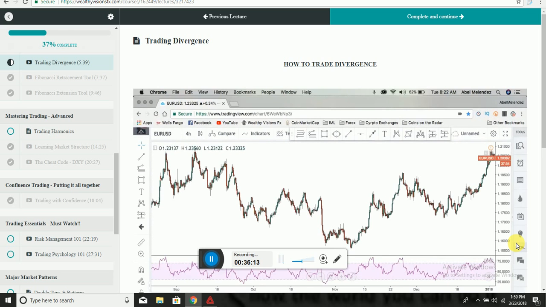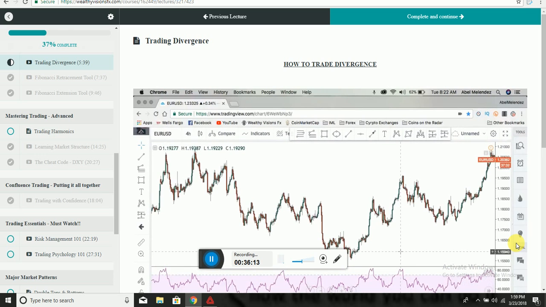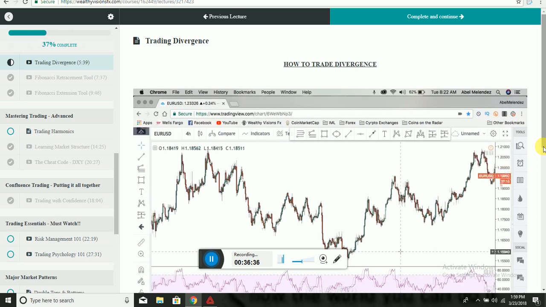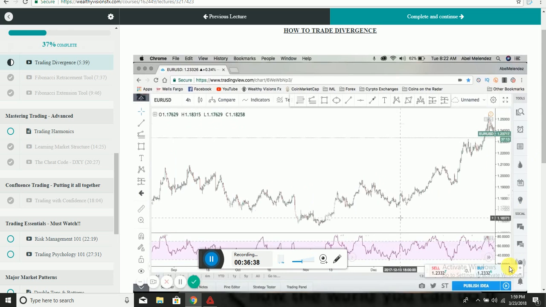Abel here again, and in this video I'm going to speak about divergence. Divergence means there are two things diverging against each other. How we use divergence is when price is doing the opposite of a momentum indicator like RSI, MACD, or stochastic. When it's doing the opposite of that, that is called divergence.